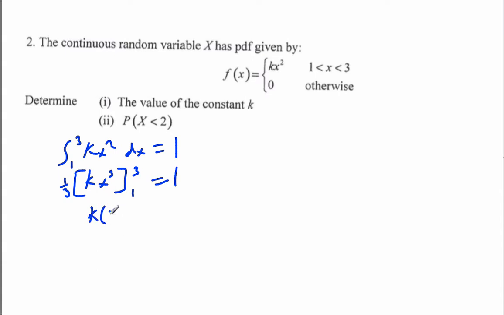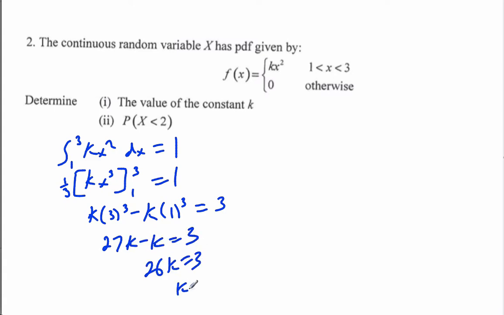In other words, k times 3 cubed minus k times 1 cubed equals 3. I actually could have brought the k out as well. I just multiplied both sides by 3. So this is 27k minus k equals 3. 26k equals 3, so k equals 3 over 26.